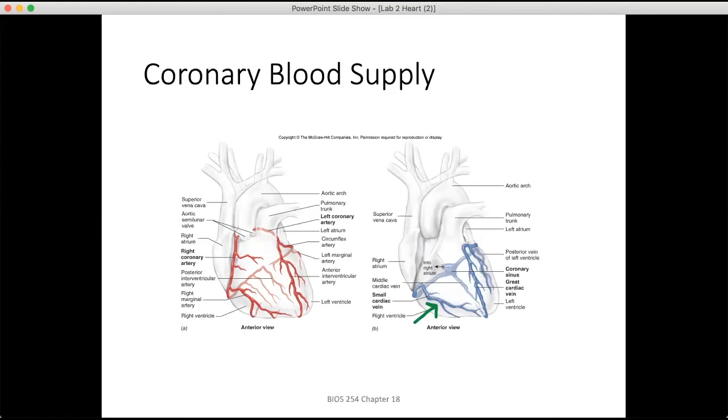In addition, there is a small cardiac vein near to the right marginal artery, and a middle cardiac vein along the posterior interventricular sulcus. All of these veins will empty into a coronary sinus vein, which returns the blood back to the right atrium of the heart. So the right atrium of the heart is receiving blood from three vessels: the superior and the inferior vena cava, returning blood from the systemic circuit, and the coronary sinus, returning blood from the coronary circuit.